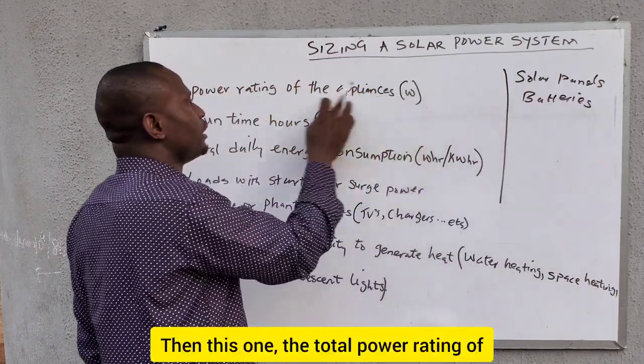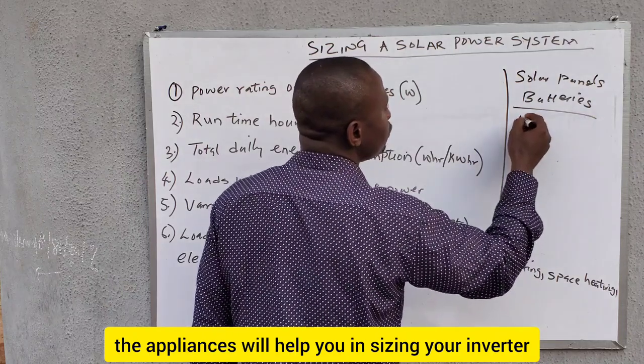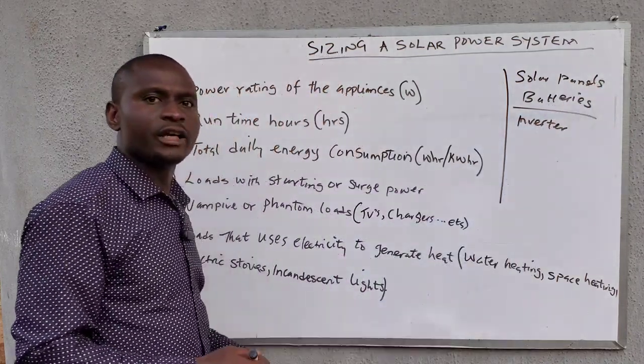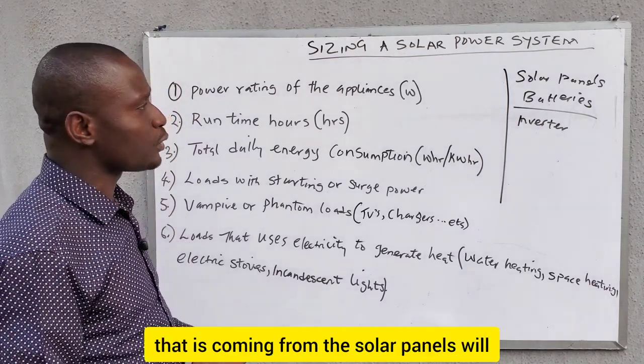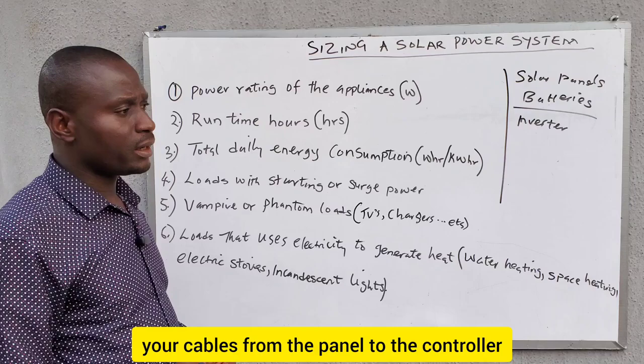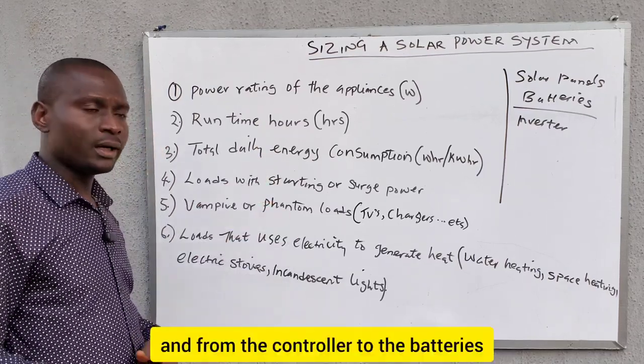Then the total power rating of the appliances will help you in sizing your inverter. Then from your solar panels, the current and the voltage that is coming from the solar panels will guide you in sizing the charge controller, your cables from the panel to the controller, and from the controller to the batteries.